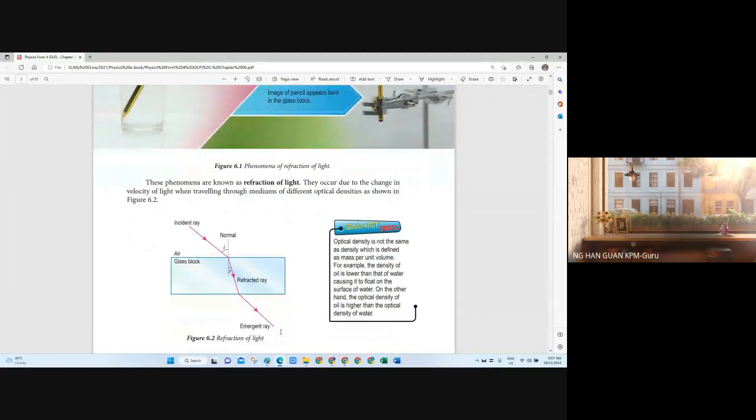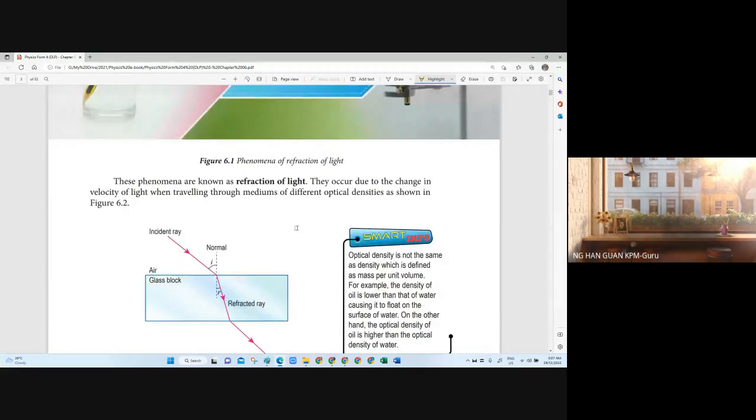Diffraction of light is actually the same as what you learned in chapter 5 for the wave phenomena. Diffraction is one of the wave phenomena, which is caused by the change of speed. The textbook says this phenomenon occurs due to the change in velocity of light. Actually, I prefer to mention the change in speed of light.